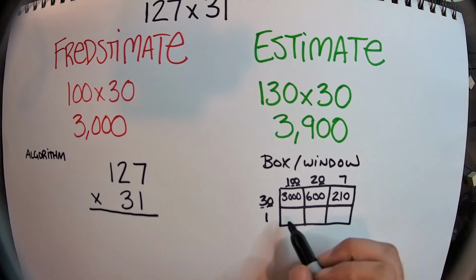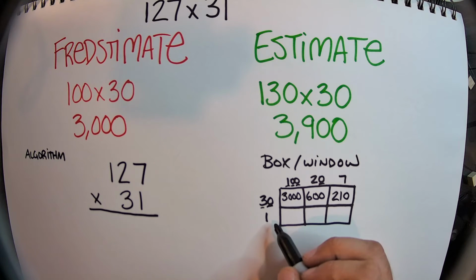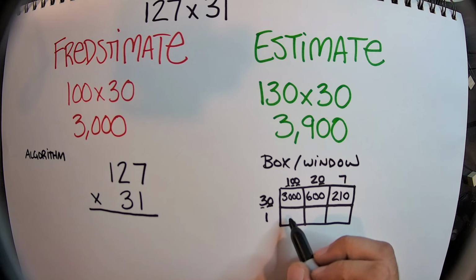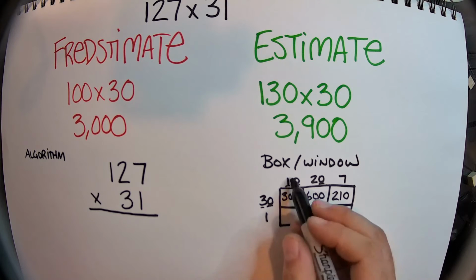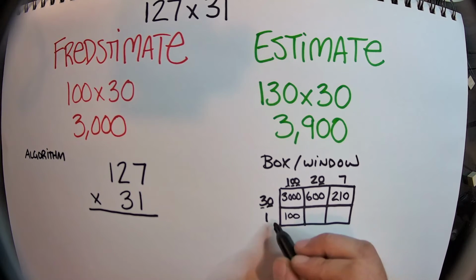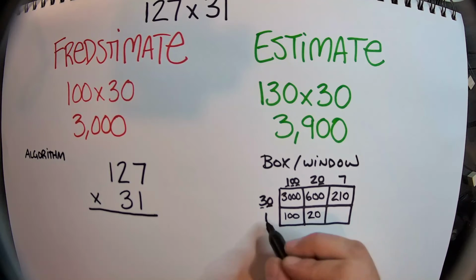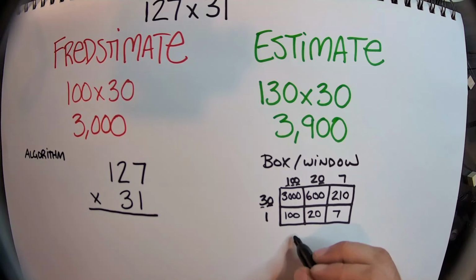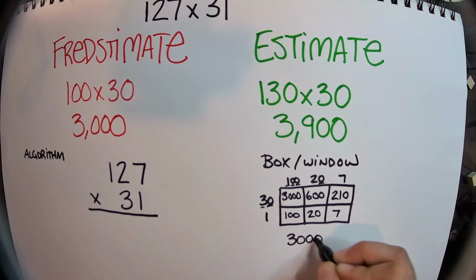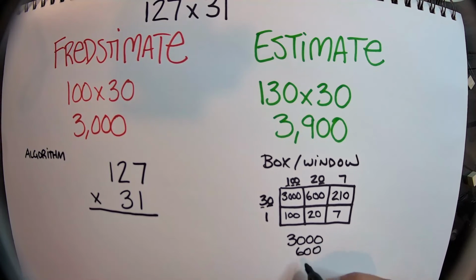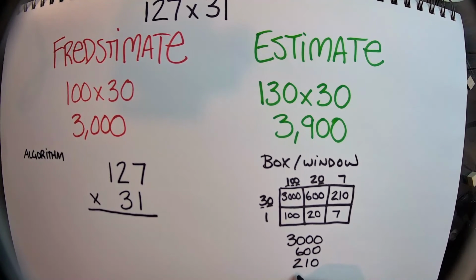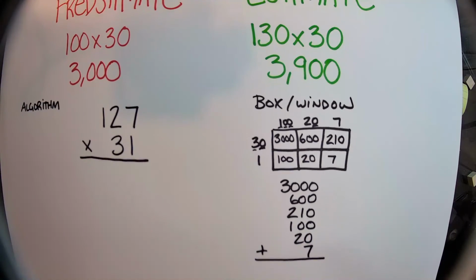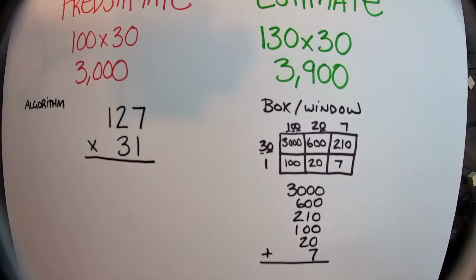All right. Next thing we're going to do. Oh, this one's going to be pretty nice. Because we have 1 times all these things. And 1 times anything is the number itself. So 1 times 100, 100. 1 times 20 is 20. 1 times 7 is 7. So we need to add 3,000 plus 600 plus 210 plus 100 plus 20 plus 7. And that will get us our answer.